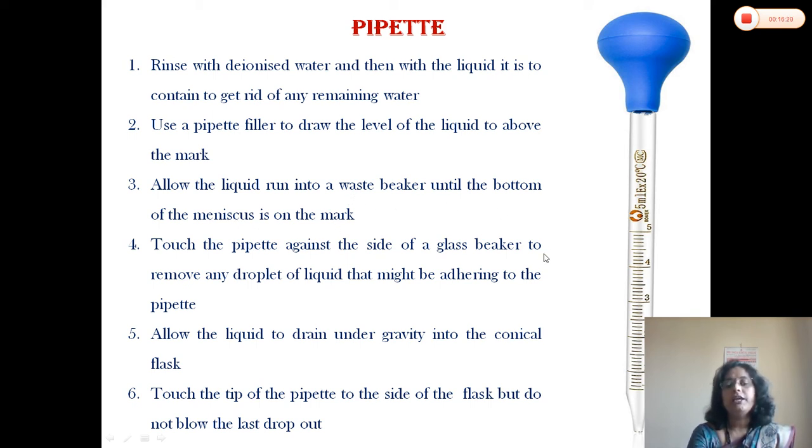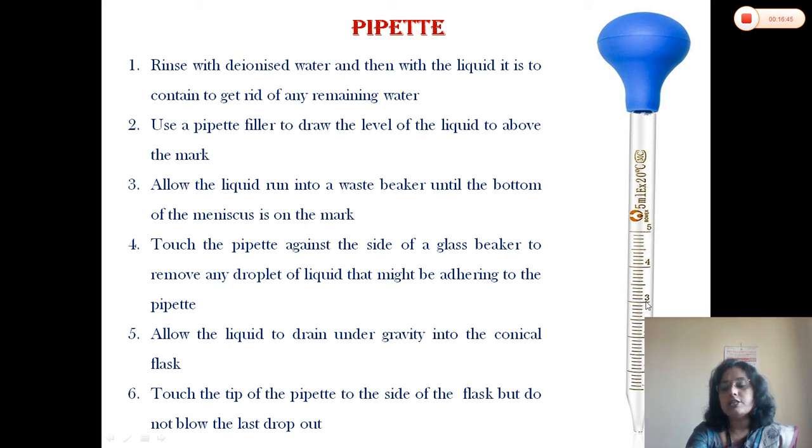For example, if you have to take 3 ml of the solution, with the help of this filler, you can suck the solution into that pipette. So for example, the solution comes up to this mark and you require up to this mark, just put the remaining solution into that beaker and stop at this point.